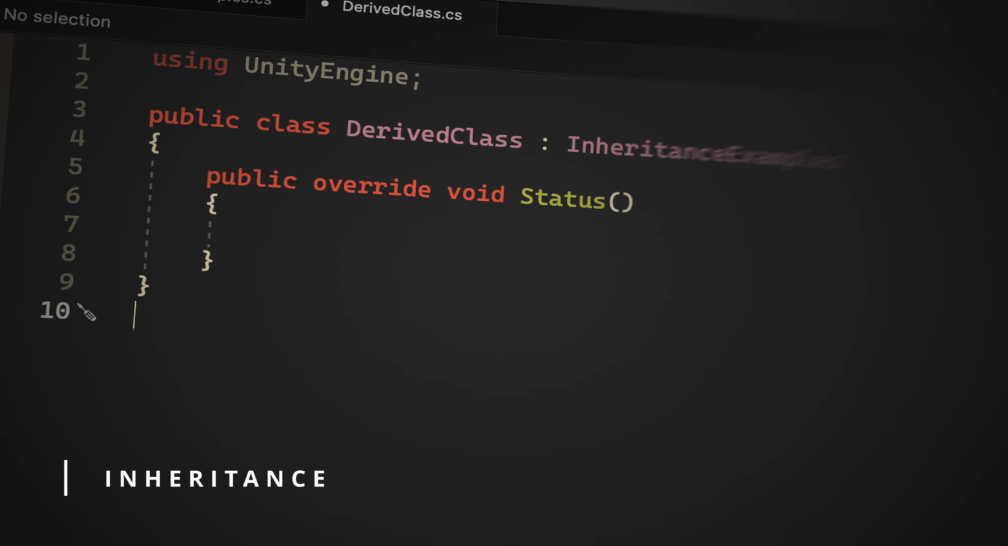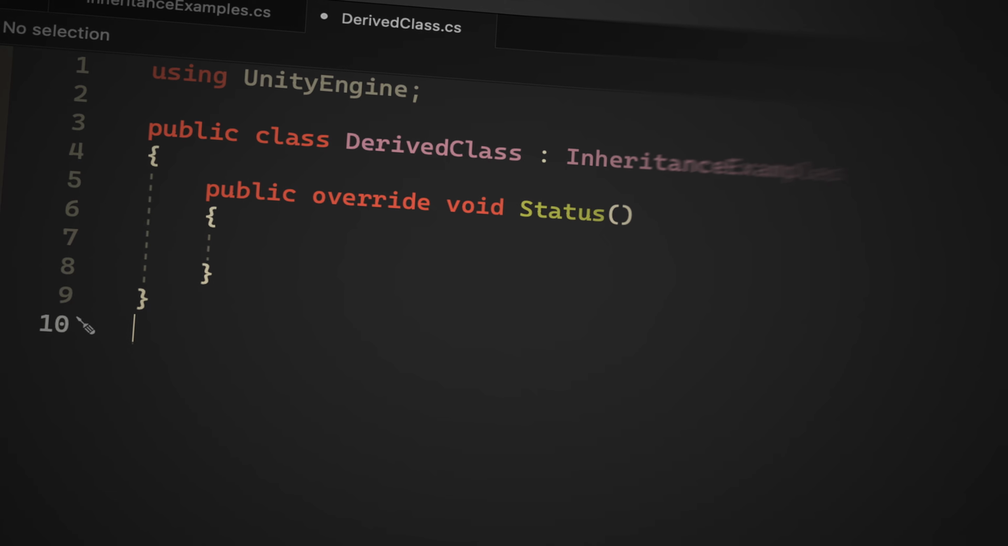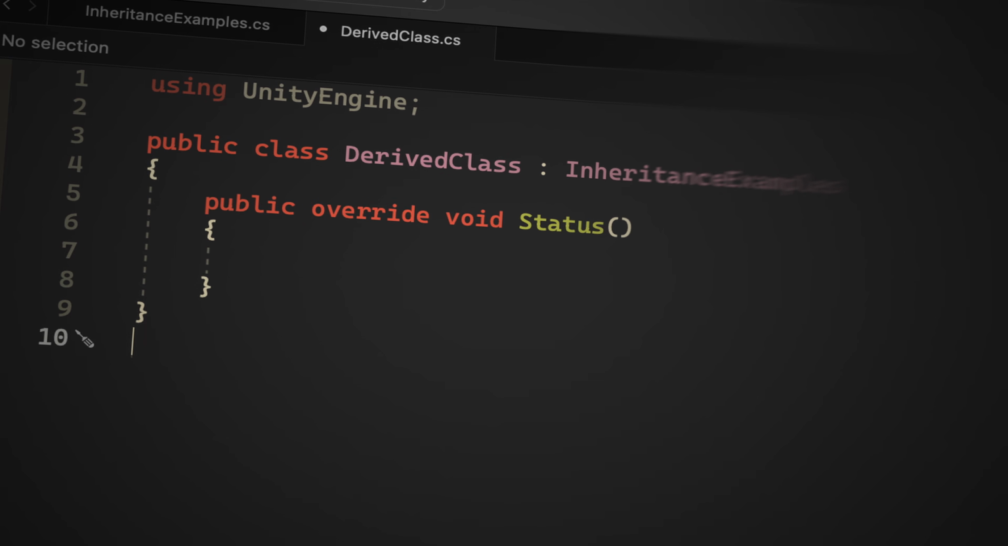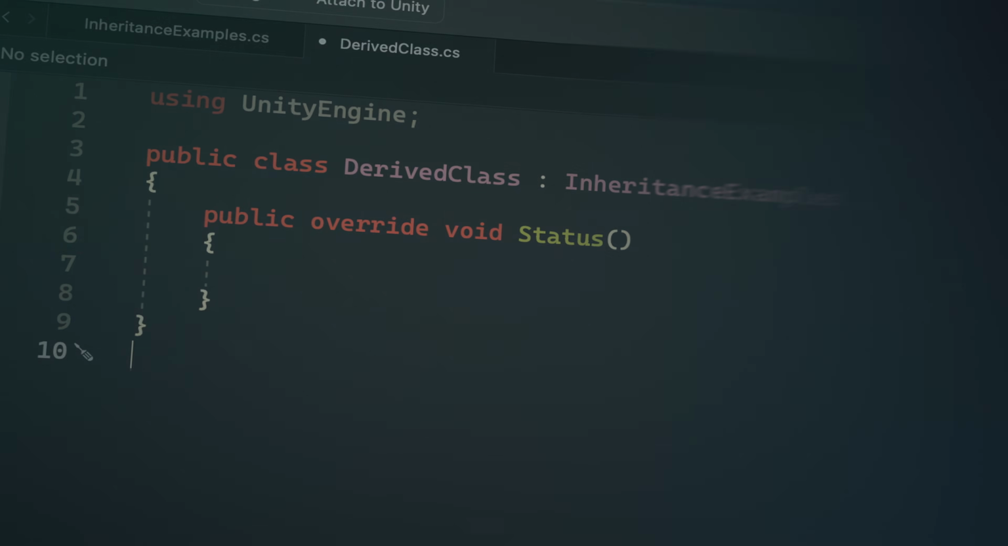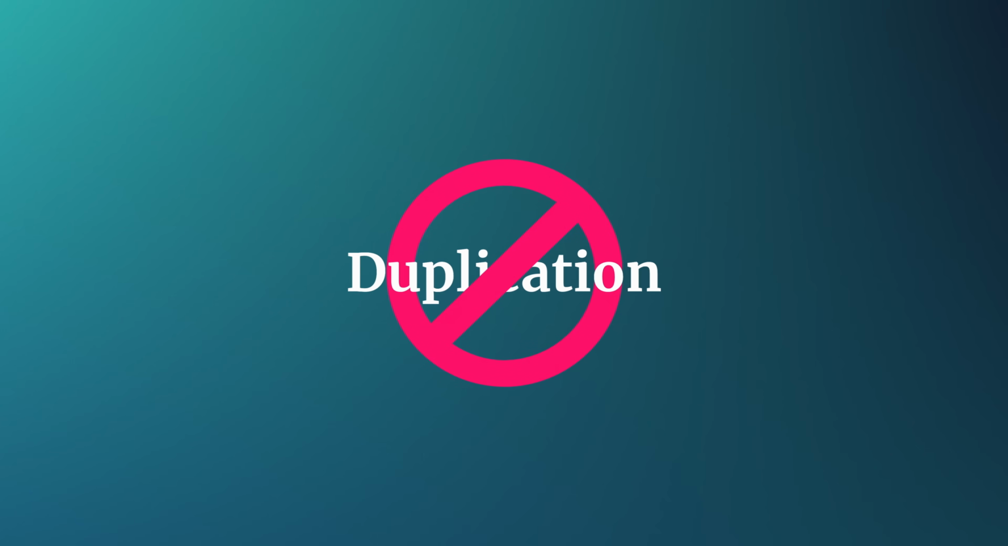Inheritance is a cornerstone of object-oriented programming, and behind the scenes is used to power many of the systems that you'll use to build your game. But how can it be useful to you? And how will you know when you should be using it? The point of inheritance is to avoid duplication when classes share behavior because they are the same type of thing.